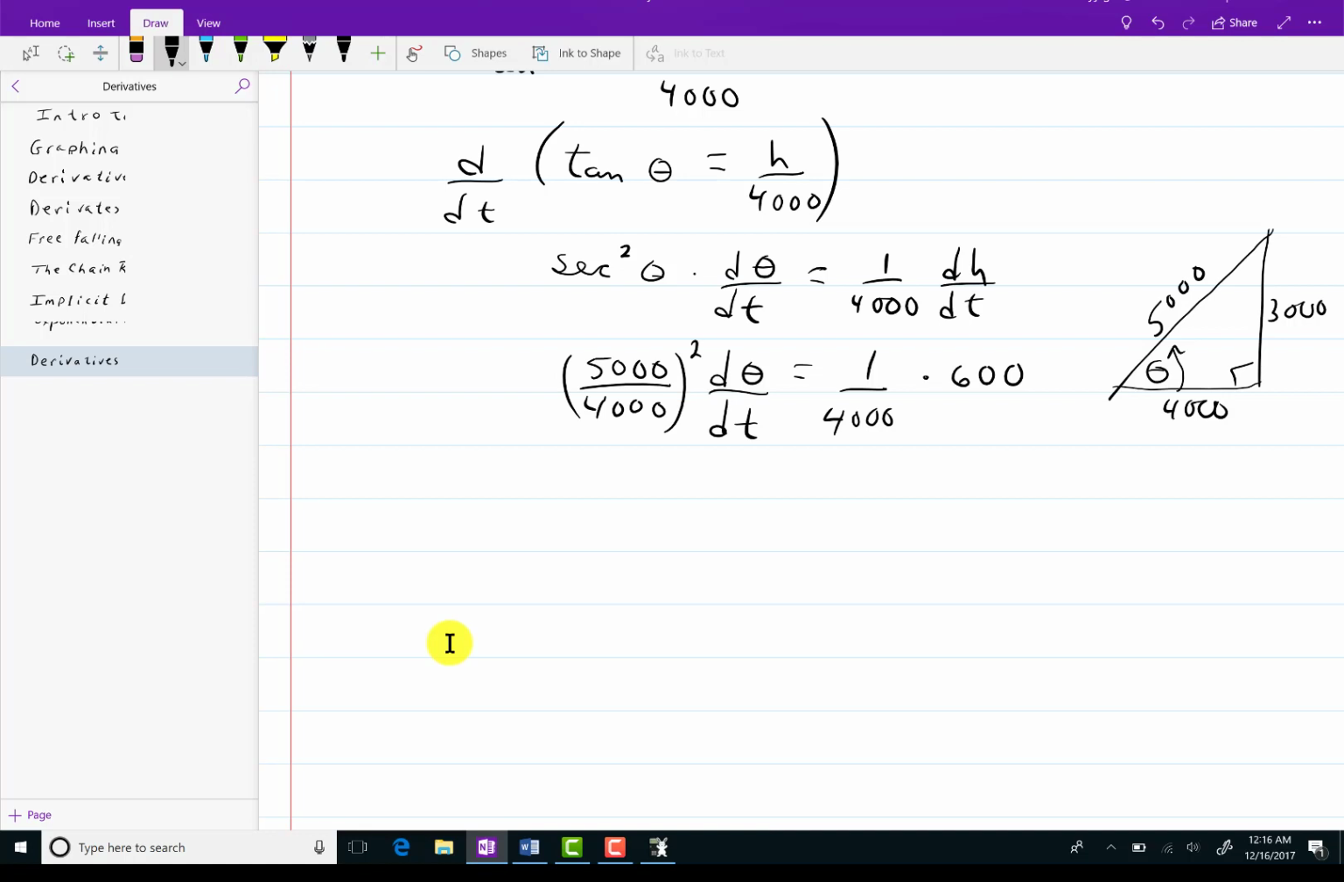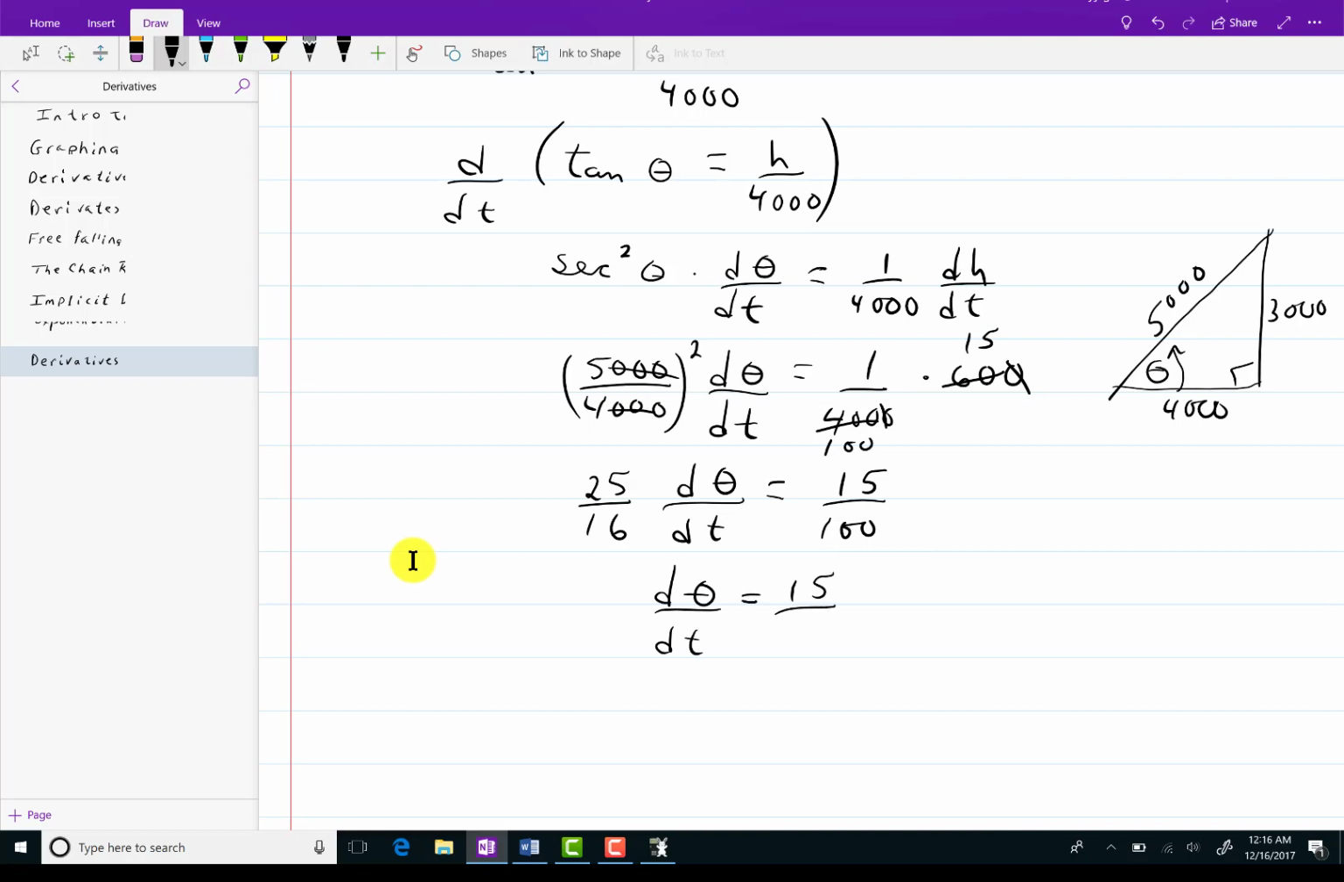Of course, you'd really like to do some simplifying here. I'm going to take out the zeros here. I'm going to get 25 over 16 d theta over dt equals, let me see what I can do on this side. I can take out a 0, divide by 10, and then I can take out another 4 and make this a 15, and then make this 100. Of course, feel free to use a calculator for any of this stuff. All right, so to get d theta over dt, I'll multiply by 16 and divide by 25. So d theta over dt equals 15 over 100 times 16 over 25.